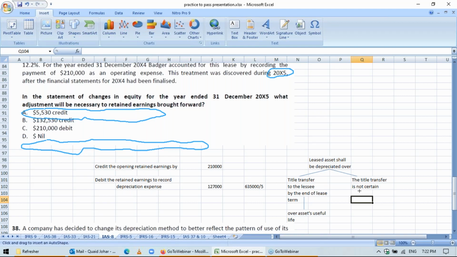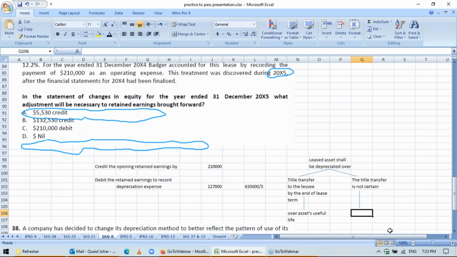you will divide the right of use over the lower of the asset's useful life and lease term. We'll divide over the lower of useful life and lease term. What happens here in this question? In this question, this has happened. Title transfers to the lessee. Look what the question says.